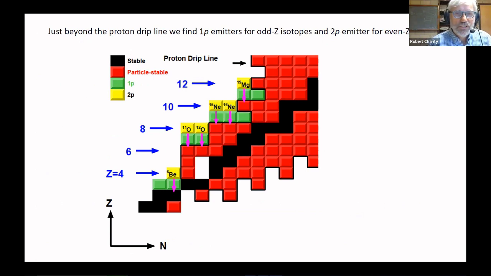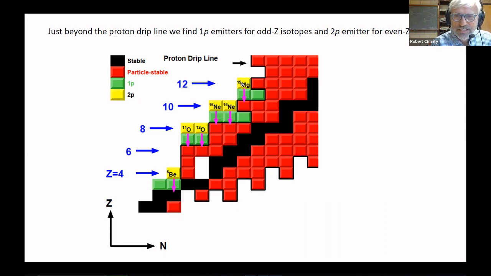So just below the proton drip line, we have 1 proton and 2 proton emitters. So you know the proton drip line is this black line here, and it moves backwards and forwards. And that's of course due to the pairing effect. Even Z's are more bound, and so the drip line sticks out further in the proton-rich region. And you see that all the 2 proton emitters are even Z, and all the 1 proton emitters are odd Z's. So those are the green and the yellow.